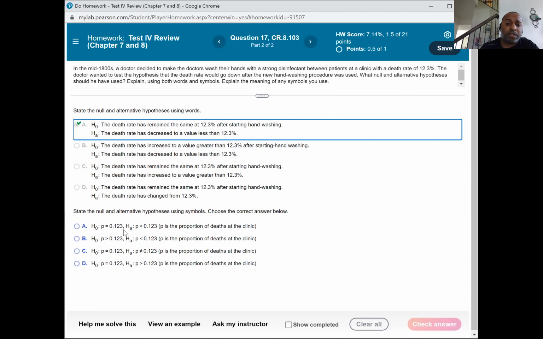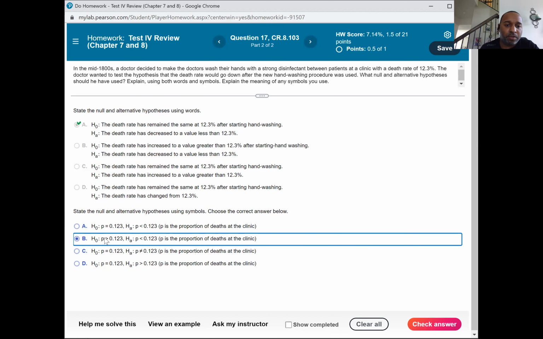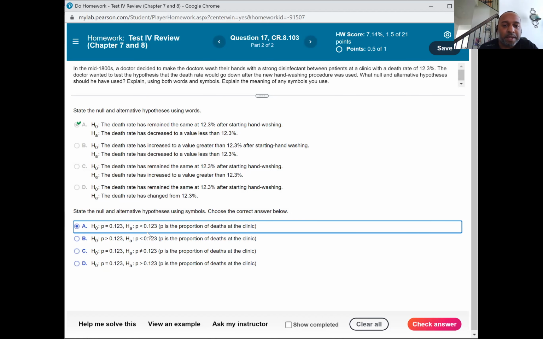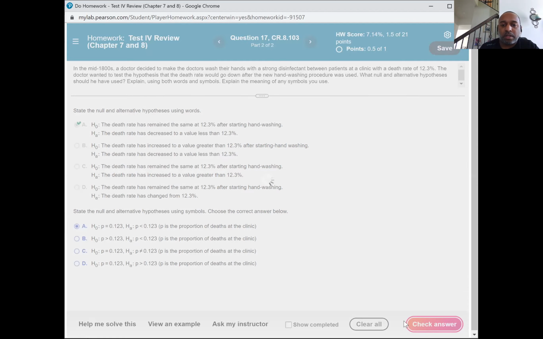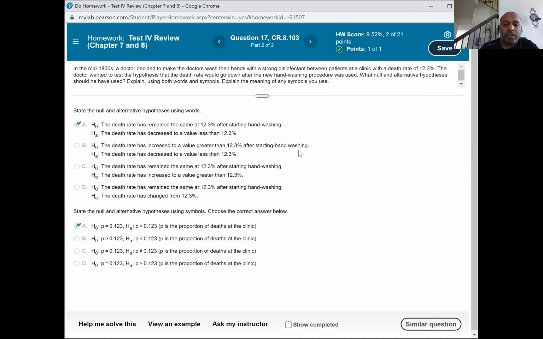And so the symbolism should reflect that same thing down here. So notice B could not be it because it has greater than in our null hypothesis. So that would not work. So that means it has to be A, C, or D. And in this case, it would have to be A because we're talking about less than. And that'll be it. So in this one, all they wanted you to do was just establish what your null and your alternative hypothesis was.